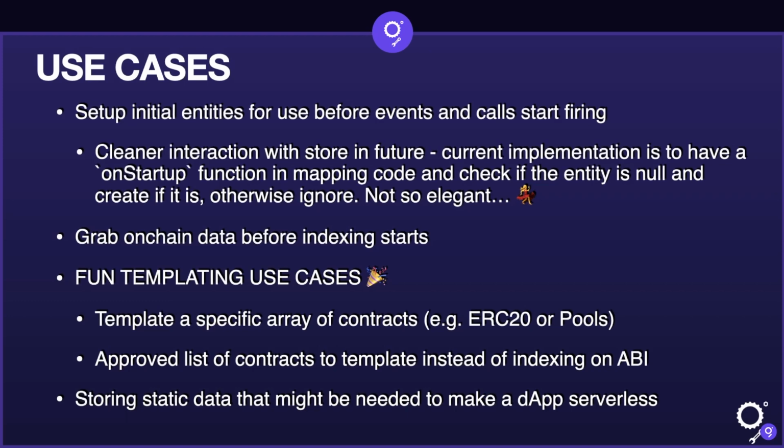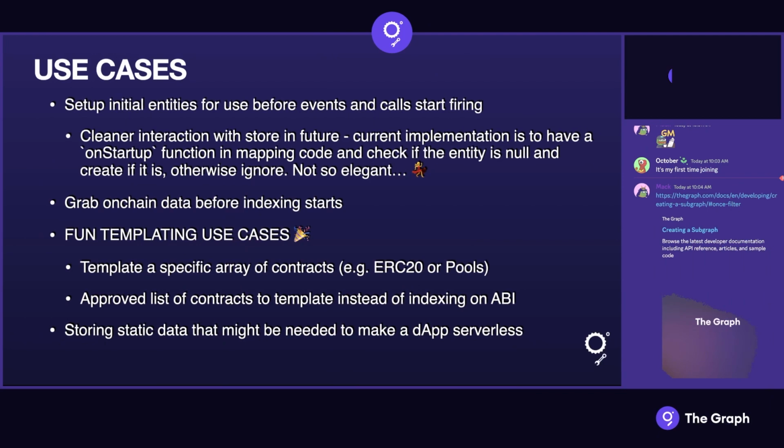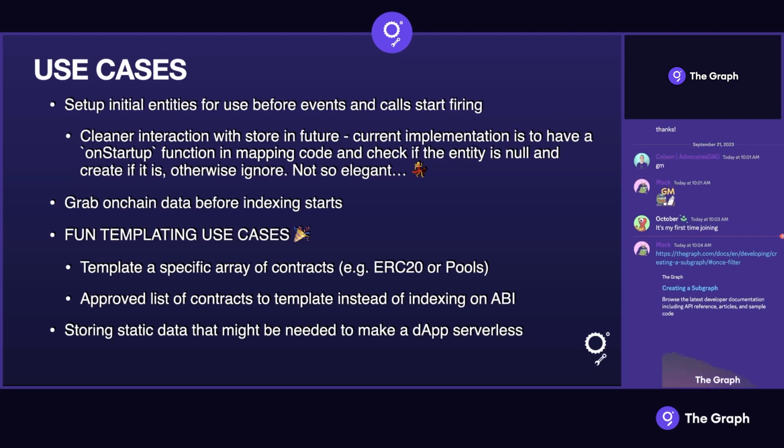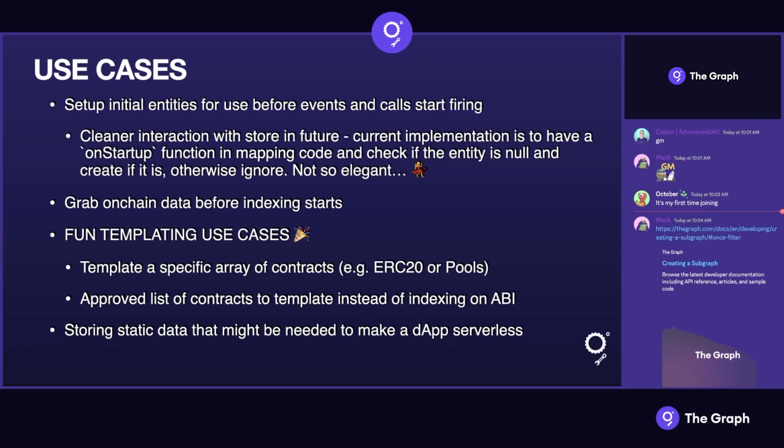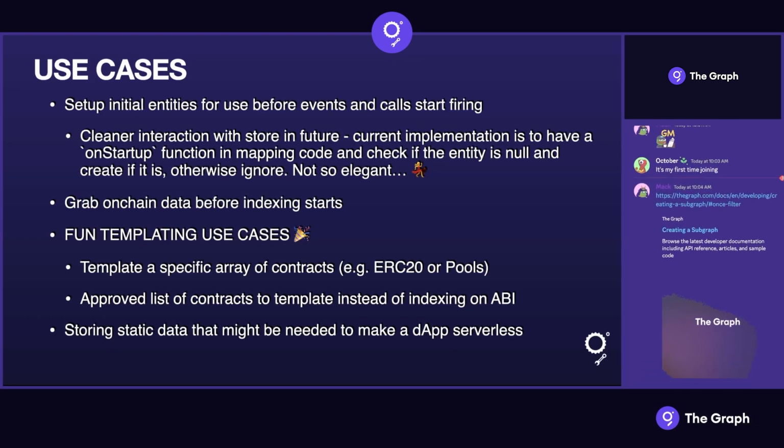But the most fun use cases, for me, are the templating use cases, and also the static data use cases. So in the example that I've set up, I've essentially just taken 5 ERC20 addresses, and I put them in an array, and I've just templated them during the initialization. So this does work. Even though they aren't emitted at that block, it'll just set them as a data source and just wait for them to actually start emitting some information. So this is pretty cool.